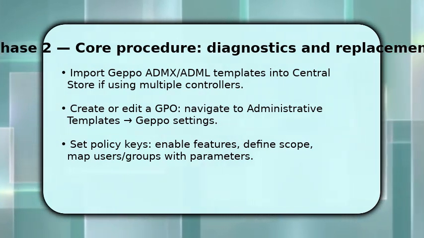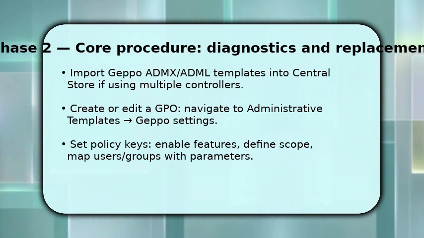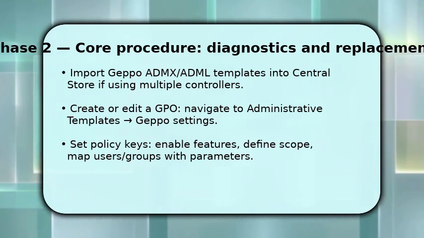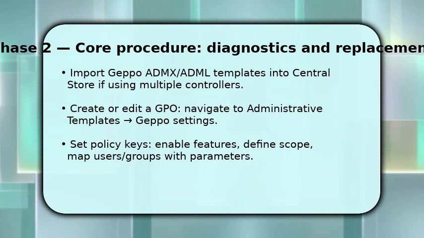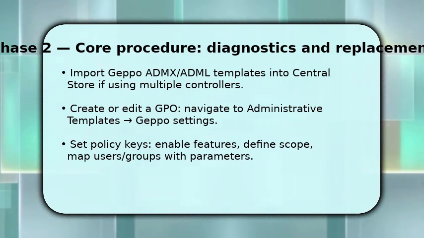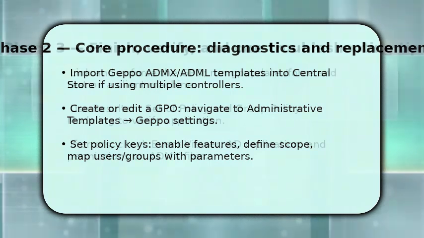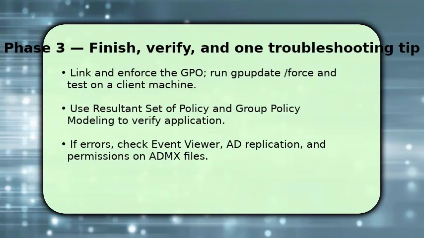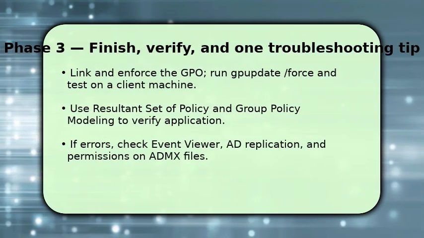Make sure to map parameters like timeouts or thresholds explicitly, because defaults may not match your environment. Validate each change as you progress. You finish by linking and enforcing the GPO, then trigger immediate application with gpupdate /force on a test client.